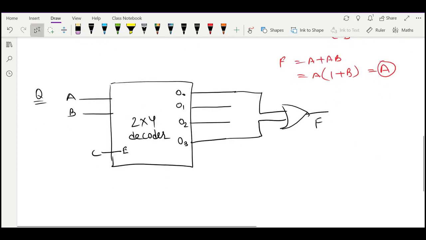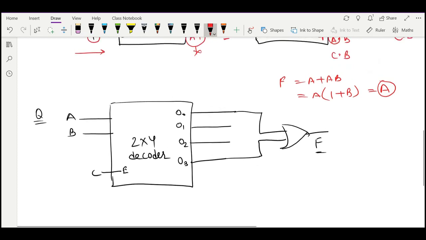Now in this question also we have been asked to find F. So again the same drill, what we have here is O0 will be A bar B bar, O1 will be A bar B, O2 will be A B bar, and O3 will be A B. Now since E is given as C, so we will multiply C with every output, so it will become A bar B bar C, A bar B C, A B bar C, A B C.